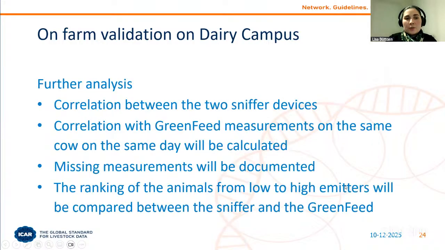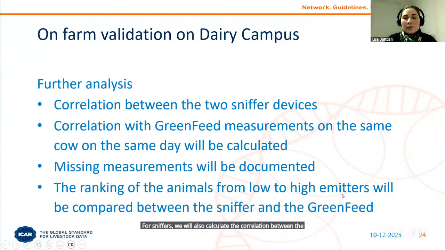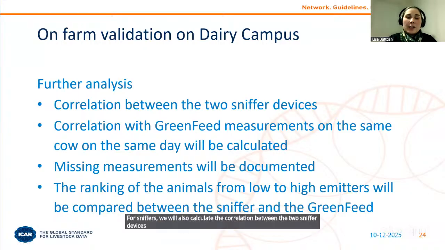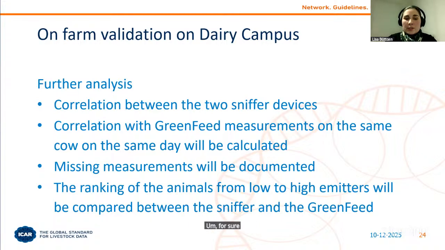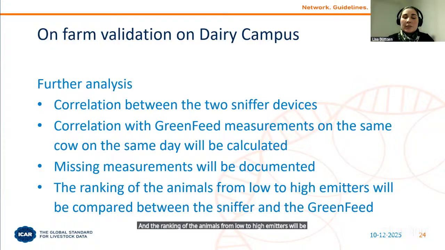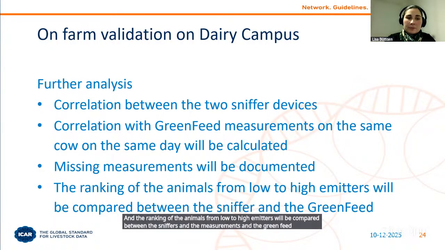Additional to this lung method, for sniffers, we will also calculate the correlation between the two sniffer devices and the correlation with the green feed measurements on the same cow on the same day. For sure, all the missing measurements will be documented, and the ranking of the animals from low to high emitters will be compared between the sniffers and the green feed measurements.